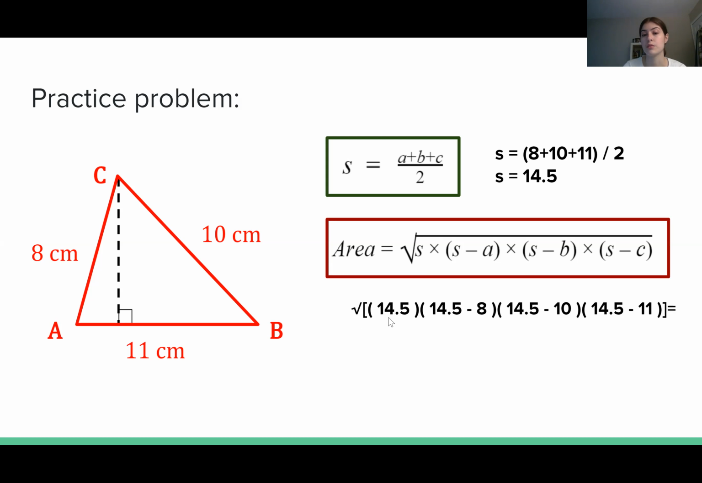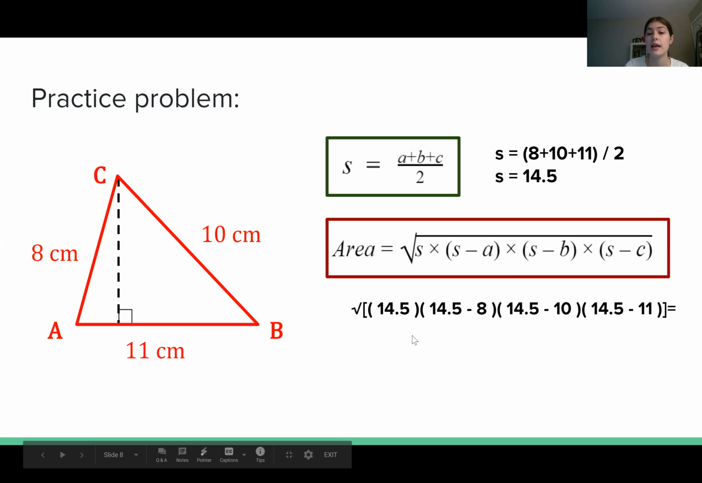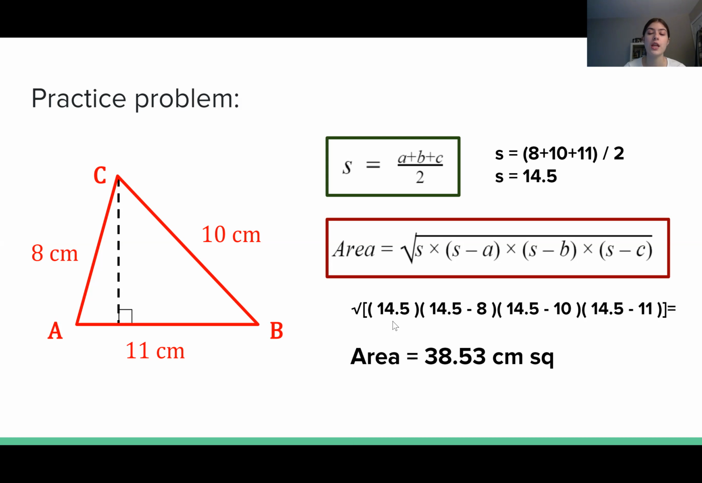Don't forget that square root. So S, 14.5, times S minus A, 14.5 minus 8, times S minus B, 14.5 minus 10, times S minus C, 14.5 minus 11. Again, the order does not matter in this one. Now all you have to do is plug that into your calculator, and hopefully you can do it in one go. Remember that square root, and you're going to get that the area of this triangle right here is 38.53 centimeters squared.